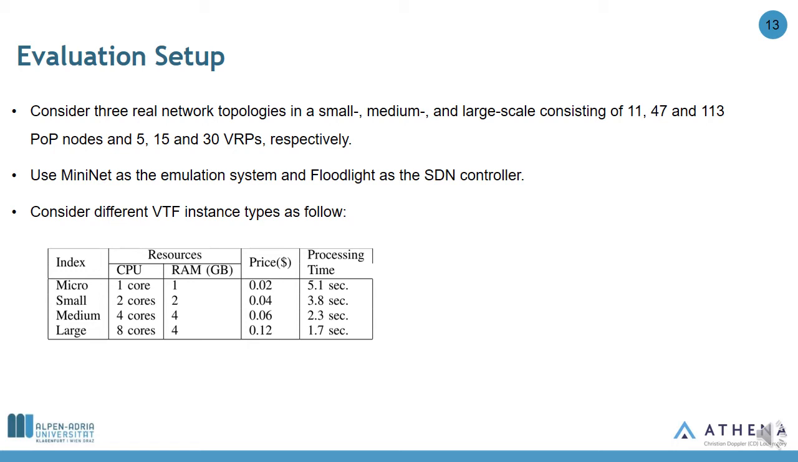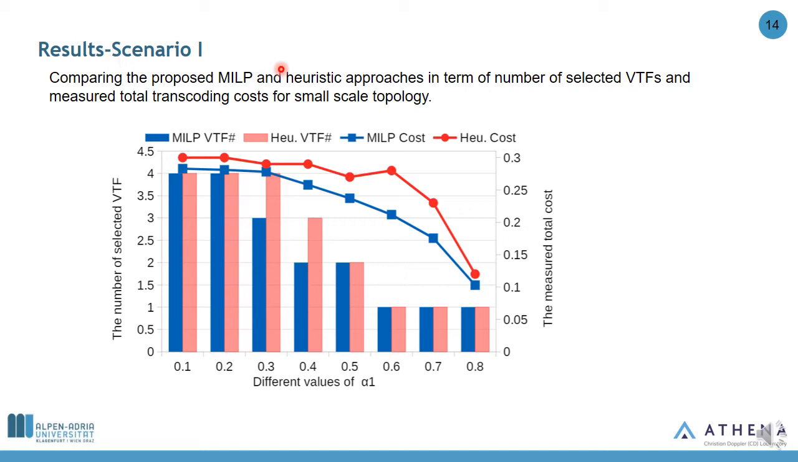For the first scenario, we compare the proposed MILP and heuristic approaches in terms of the number of selected VTFs and measure the total transcoding cost for a small scale topology.